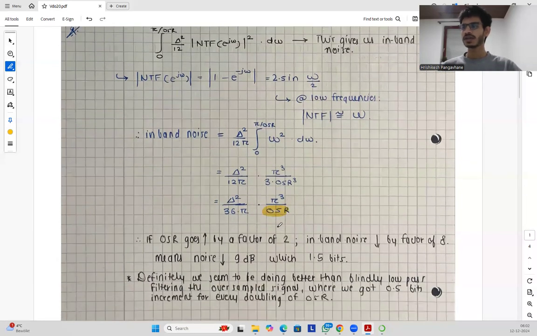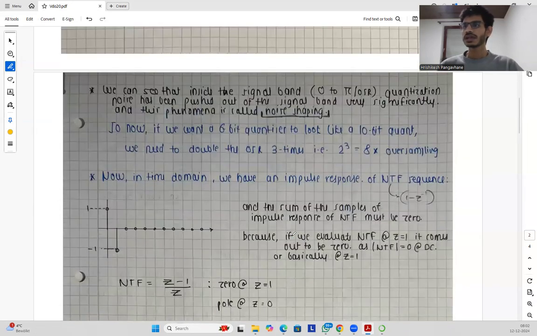Here we say that if OSR goes up by a factor of 2, so basically if we double the OSR, the in-band noise will reduce by a factor of 8, which is about 9 dB, and which basically represents a 1.5 bits increment in the resolution. So we seem to be doing better than blindly low pass filtering the oversampled signal, where we got 0.5 bits increment for every doubling of the OSR.